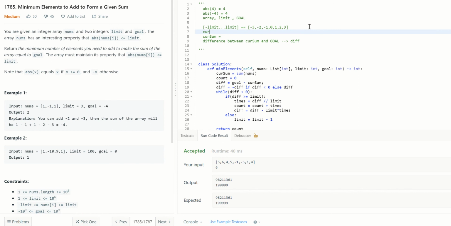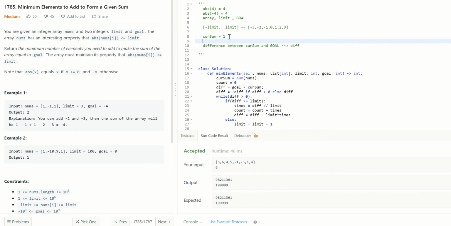So the current sum is the sum of all elements in the array. That is 1, right? Our goal is to make the current sum become the goal. What is the goal? Minus 4. So what numbers can we add to make 1 become minus 4? We can keep on adding minus 1, minus 1, minus 1, minus 1, minus 1, right? If you add these many minus 1s, that means 5 numbers, essentially.